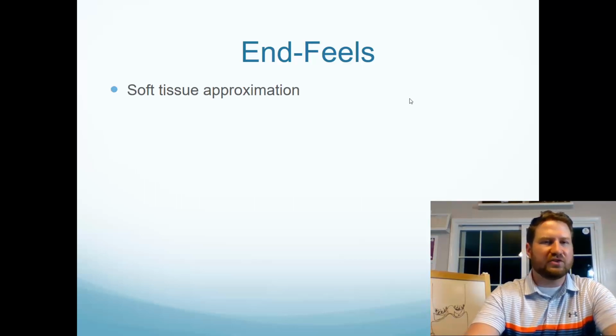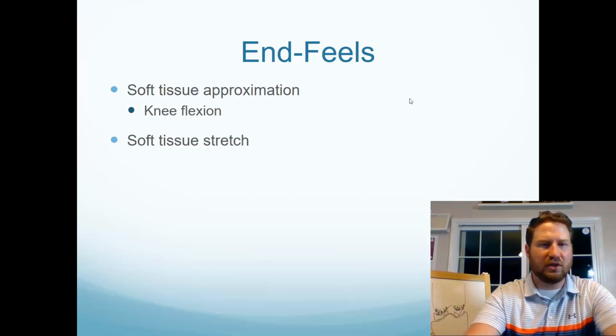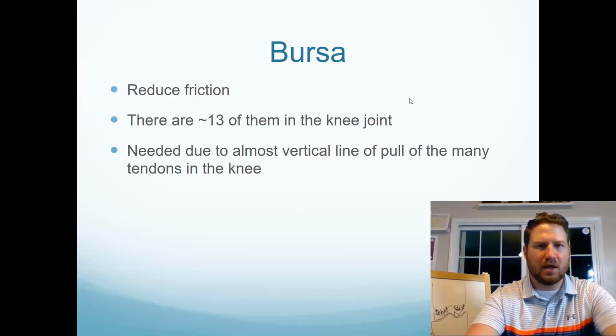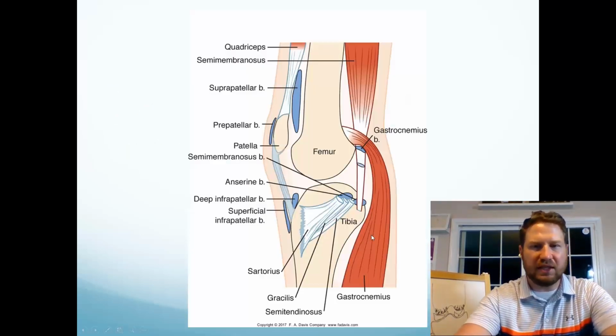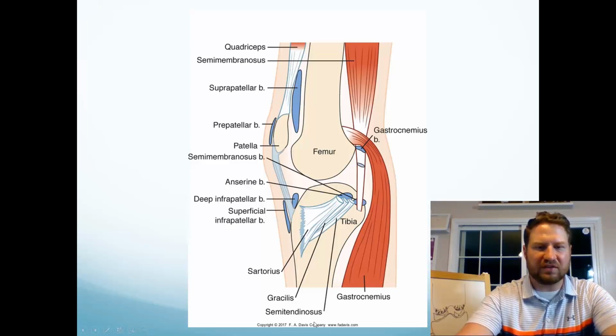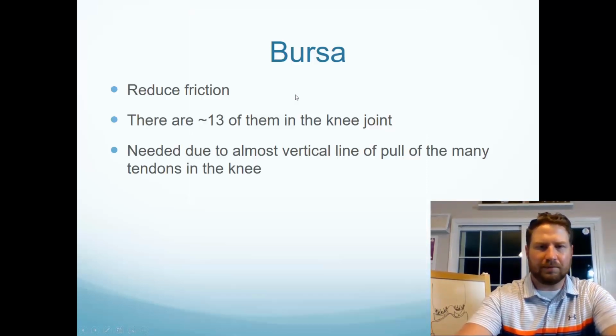Okay? End feels. Soft tissue approximation for knee flexion. Soft tissue stretch or a firm end feel is going to be knee extension. Okay? Ligamentous restrictions. You have bursa all up underneath and around your knee. Okay? You have a suprapatellar bursa. You have an infrapatellar bursa. You have all kinds of bursa around your sartorius, gracilis, semitendinosus. What's that called? Your pes anserine. Okay? All kinds of bursa. Biggest one that we're worried about is usually that one. There's 13 of them in the knee joint.